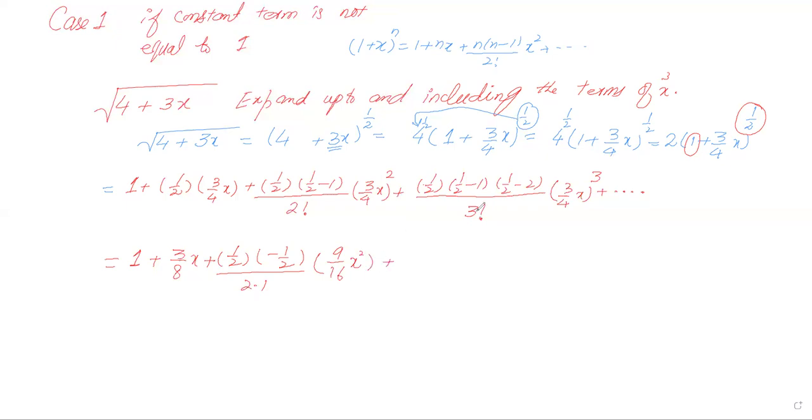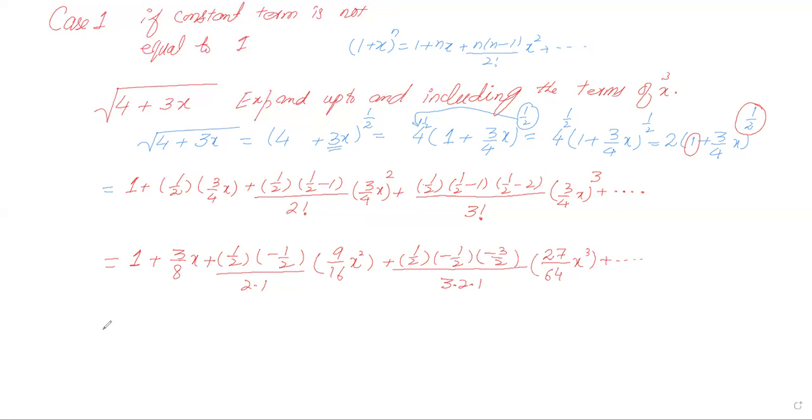Again plus 1 by 2 as it is. Then 1 by 2 minus 1 becomes minus 1 by 2, and 1 by 2 minus 2 becomes minus 3 by 2. The whole divided by 3 factorial, which means 3 into 2 into 1. What's the cube of 3? That becomes 27. What's the cube of 4? That becomes 64. What's the cube of x? That becomes x cube, and so on. Now you have to use the calculator, simplify all the coefficients, and you will get the answer.